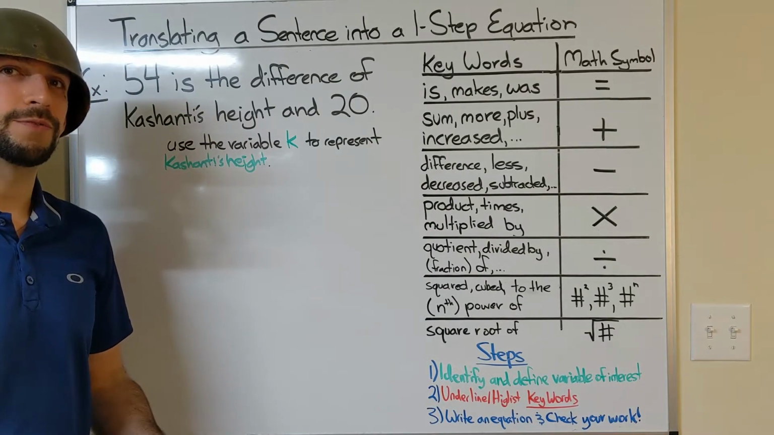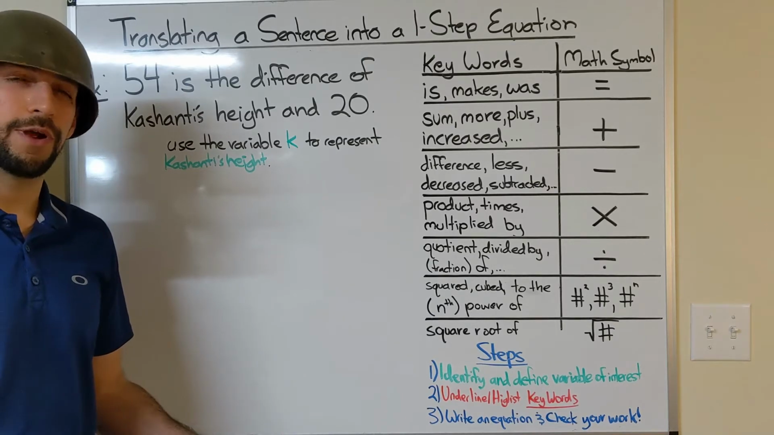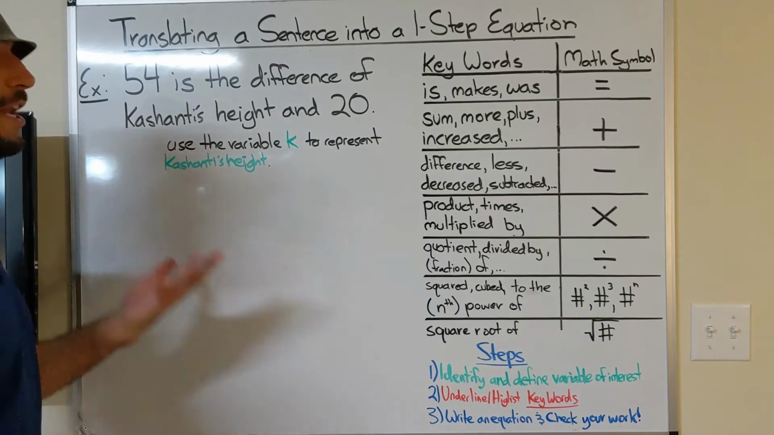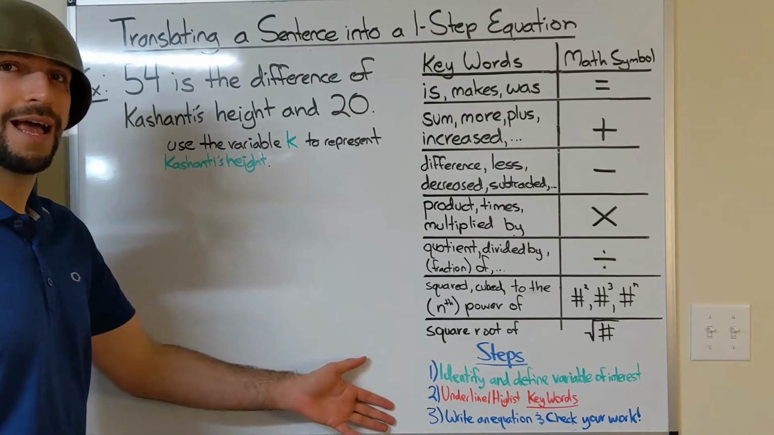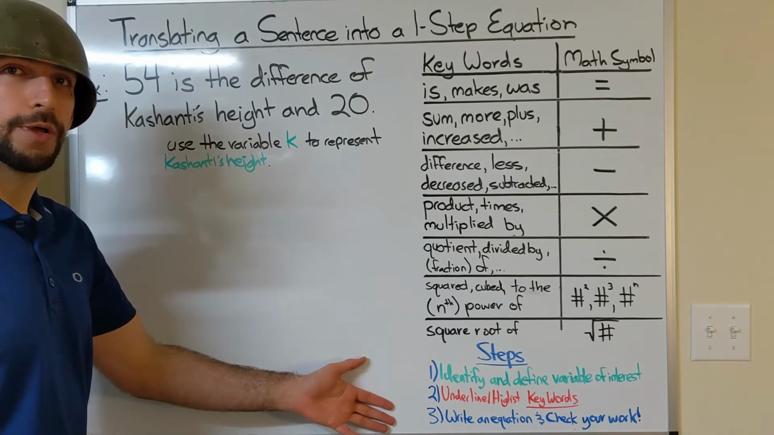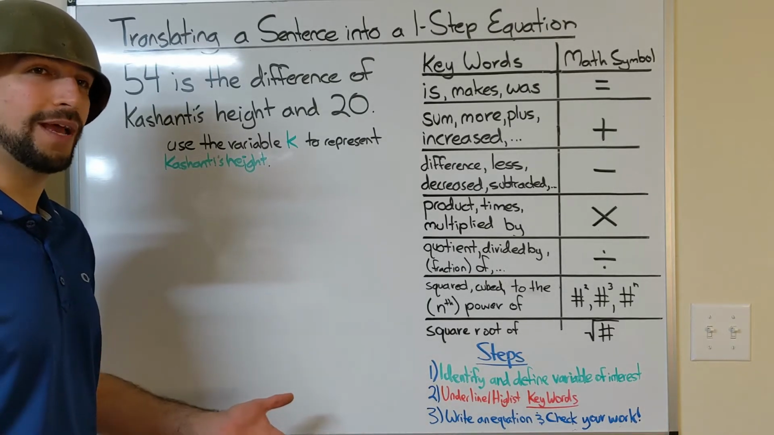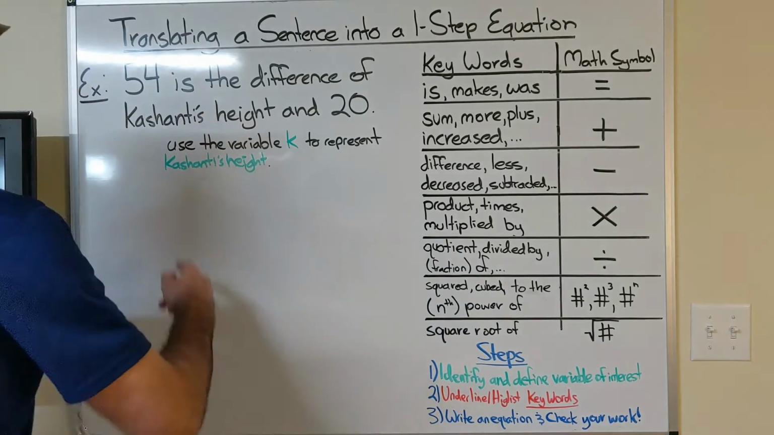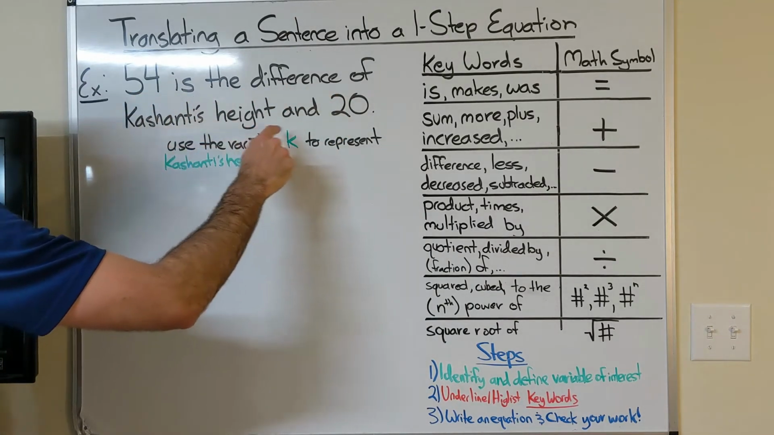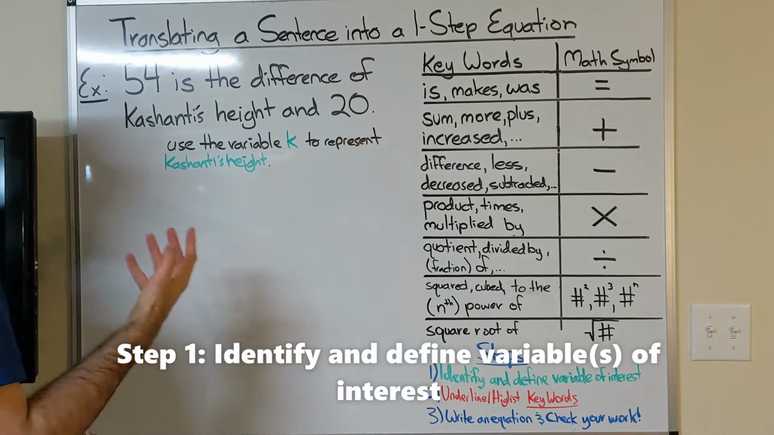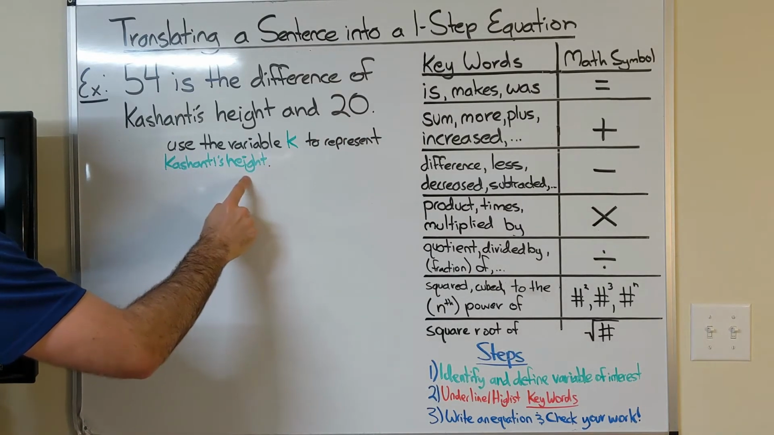So sometimes we make errors because of the language we use when we write these problems. I'm going to incorrectly write an equation for this. I'm going to use our last step, checking my work, to show that I've written the problem incorrectly and then correct it. So, 54 is the difference of Kashanti's height and 20. Our first step is identify the variable. They've done that for us. K will represent Kashanti's height.